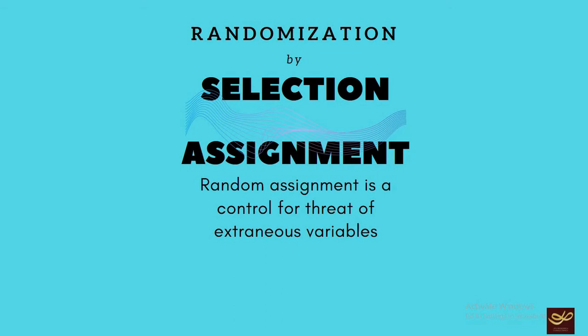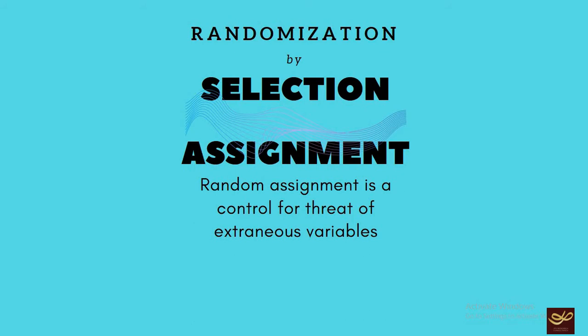The third one, on randomization by selection and assignment, could be put simply as a process of randomly selecting the respondents of the study. After they have been randomly selected, you randomly assign them to the experimental or to the control group. Now, for example, you have a population of 1,000 students, and let us say you randomly select 100 students using simple random sampling, let's say the fishbowl technique.